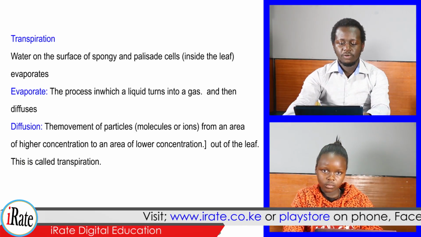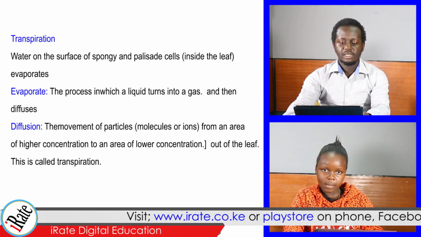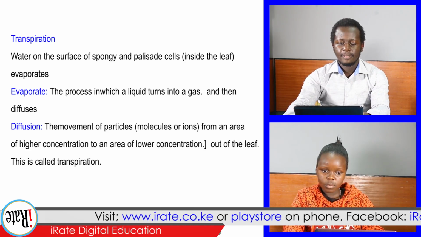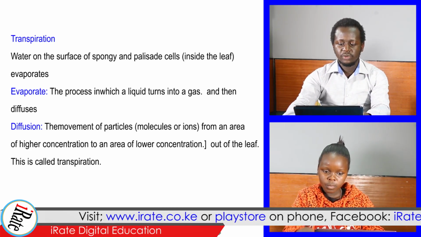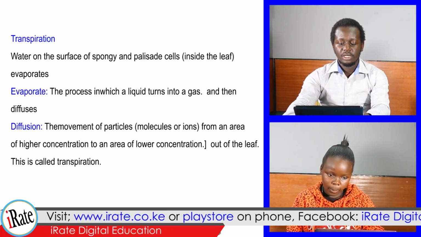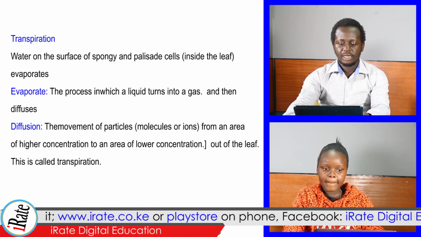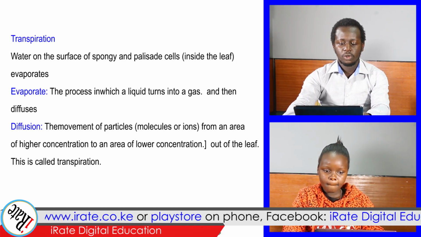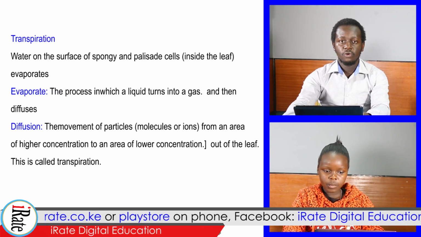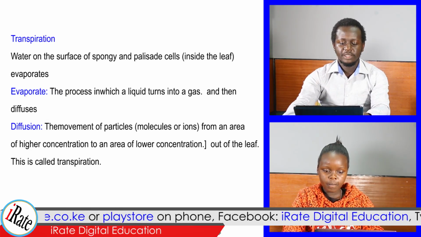Water on the surface of the spongy and palisade cells, that is, inside the leaf, evaporates. This is the process in which a liquid turns into a gas and then diffuses. Diffusion is the movement of particles, that is molecules or ions, from an area of high concentration to an area of lower concentration, out of the leaf.